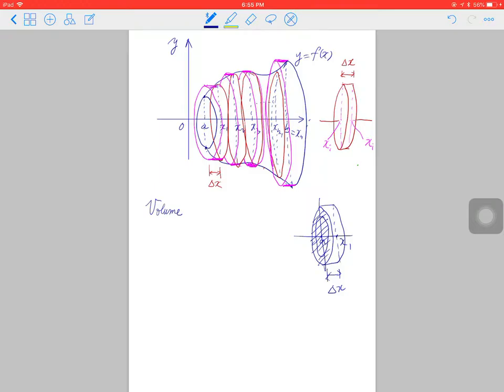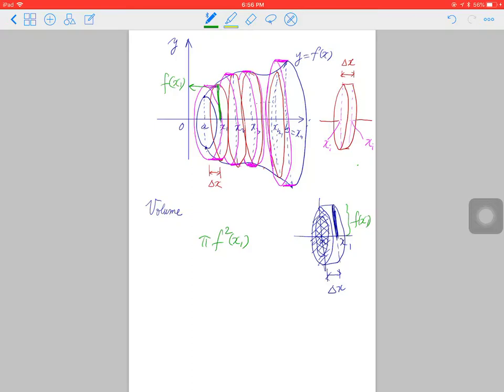We want to find the radius of the base. We know the base is a circle. So what is the radius? The radius is here. What is the length here? The length here is just putting x equal to x1 into the function. So this is f(x1), and here also f(x1). So the volume of this small disk is pi r squared, where r is f(x1), take the square, right?